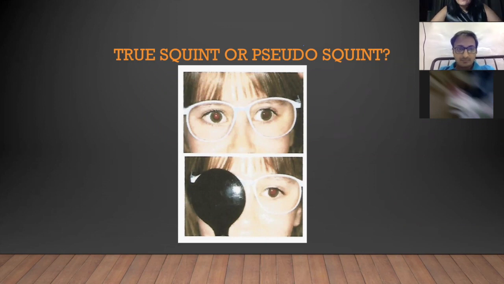We said that everything that we did, cover test, etc., everything was first to begin with whether it is a true squint or a pseudo squint. Only if it was a true squint did everything else.